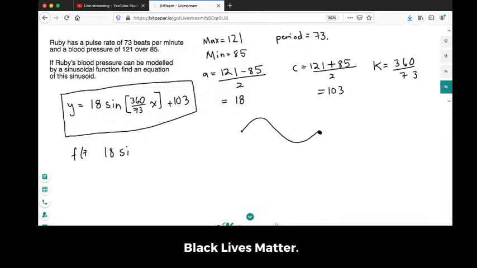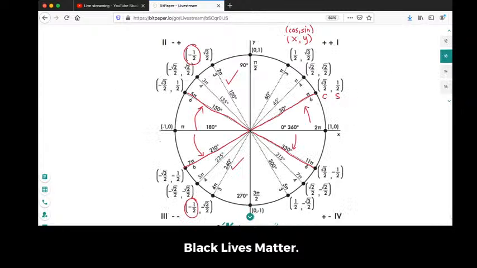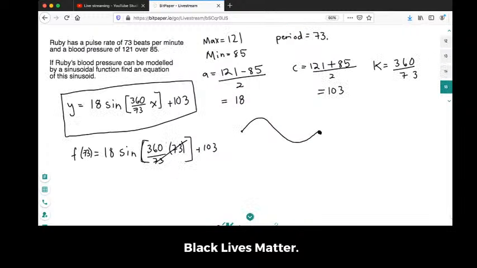So realistically, F of 73 equals 18 sine times 360 over 73 times 73, plus 103. And then those cancel. And if we remember, the sine of 360 is 0. So this makes this 18 times 0, plus 103. And we can ascertain that 103 is our midpoint. And that's where we're at.